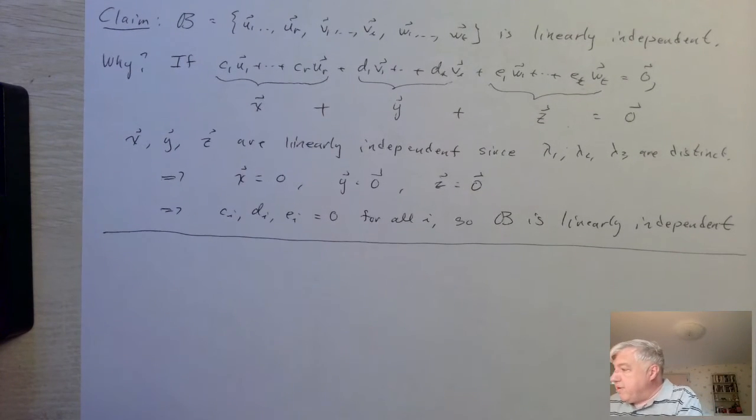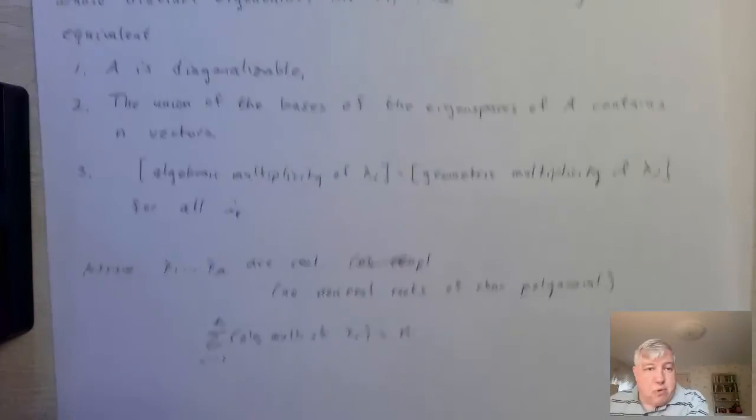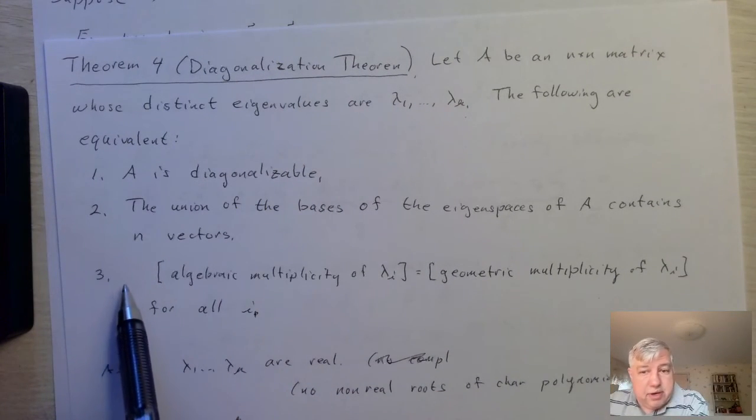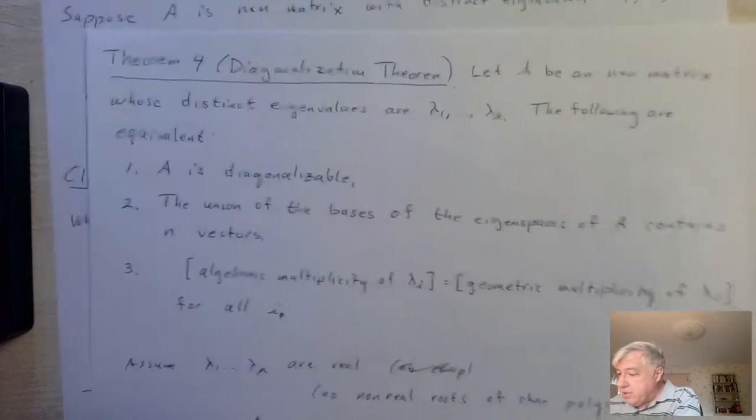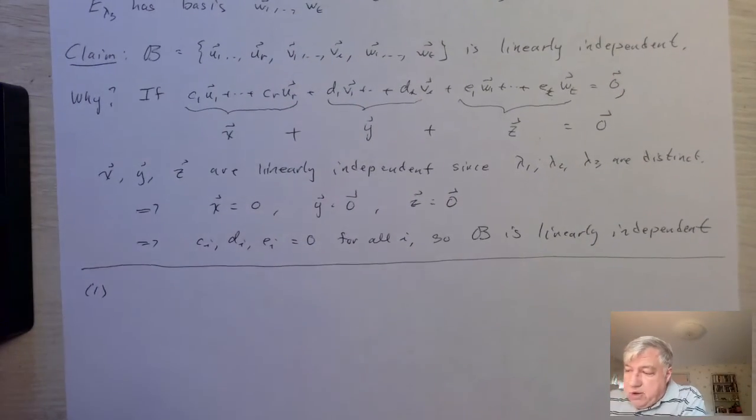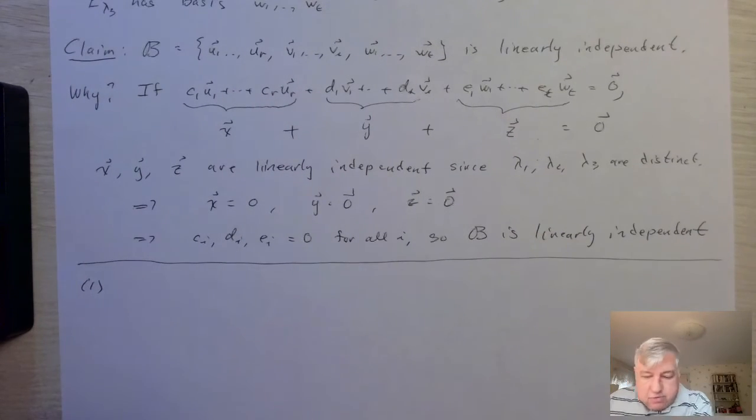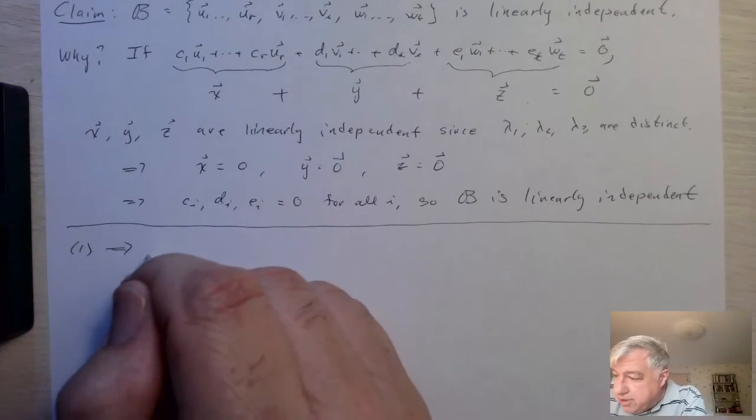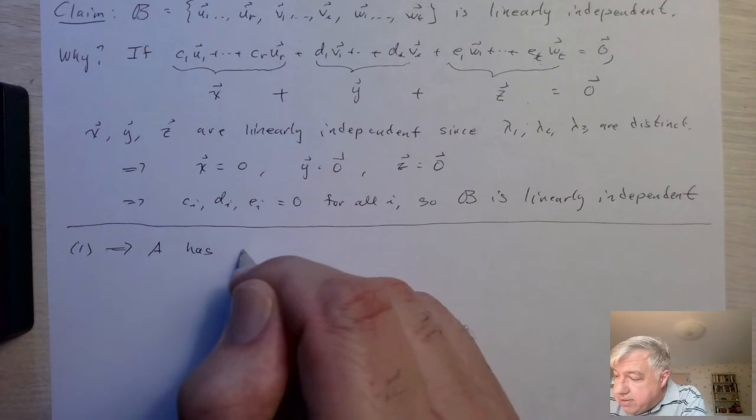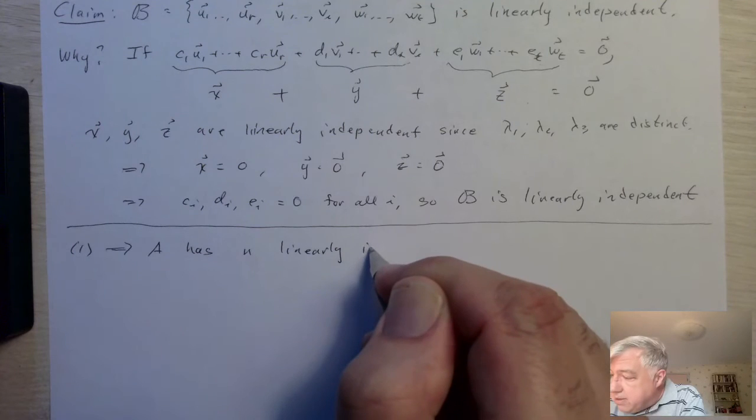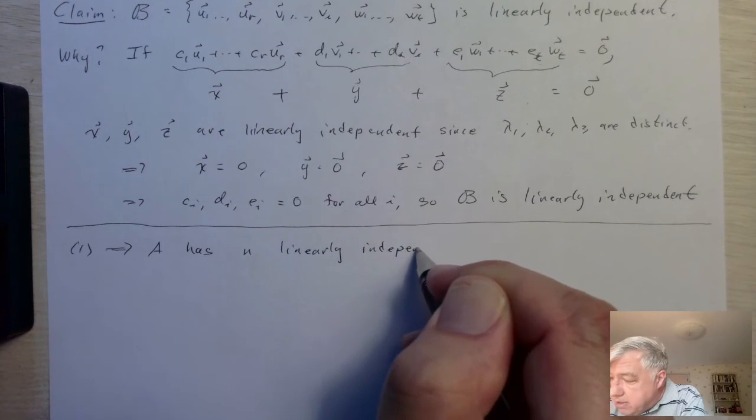All right, so now we're going to go and prove this stuff. The way we're going to prove it is to show that 1 implies 2, 2 implies 3, and then 3 implies 1. So if 1 holds, that means A is diagonalizable, so by theorem 2, A has n linearly independent eigenvectors.